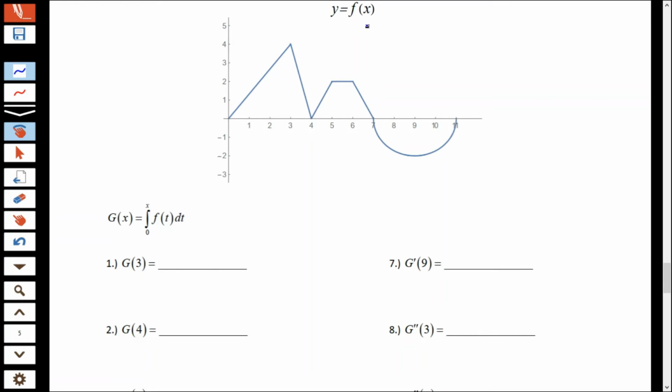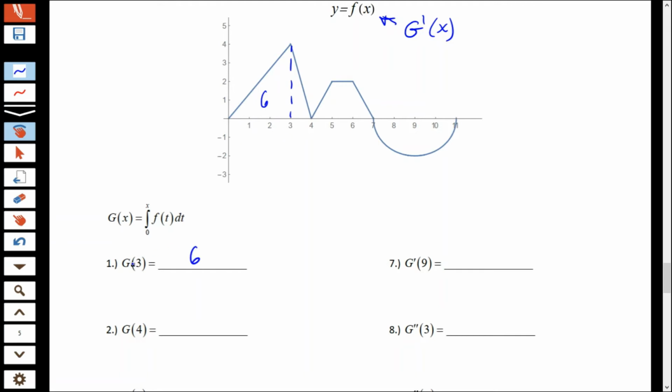This here is actually the derivative of g of x. And we can do this just by doing our signed area problems from before, right? This is 1/2 base times height. That's 1/2 3 times 4, so this is 6. So g of 3 is 6.